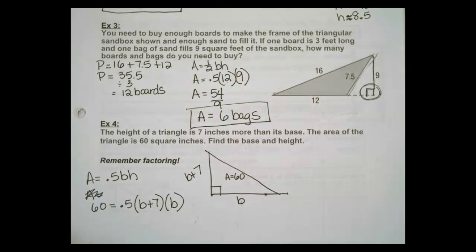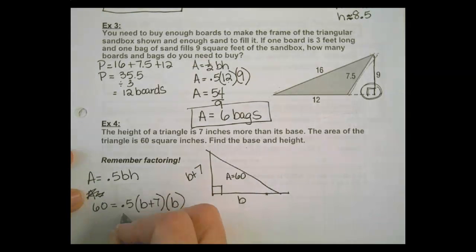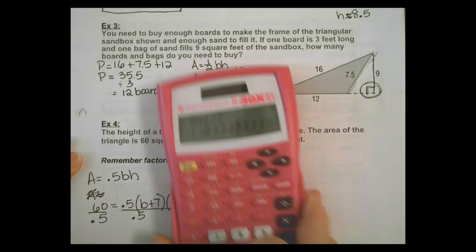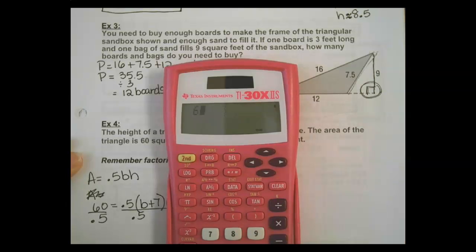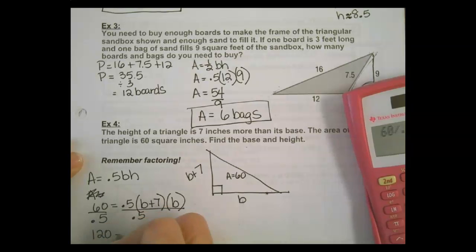Okay, so I'm going to divide both sides by half. I'm going to get rid of this. So divide by 0.5. 60 divided by 0.5 is different than what you think. It's 120. So now I'm going to distribute that to make this b squared plus 7b.